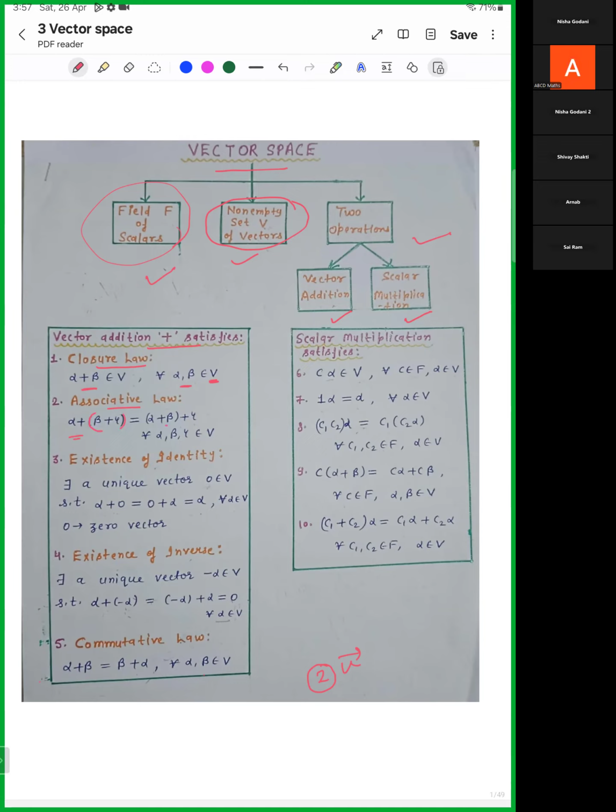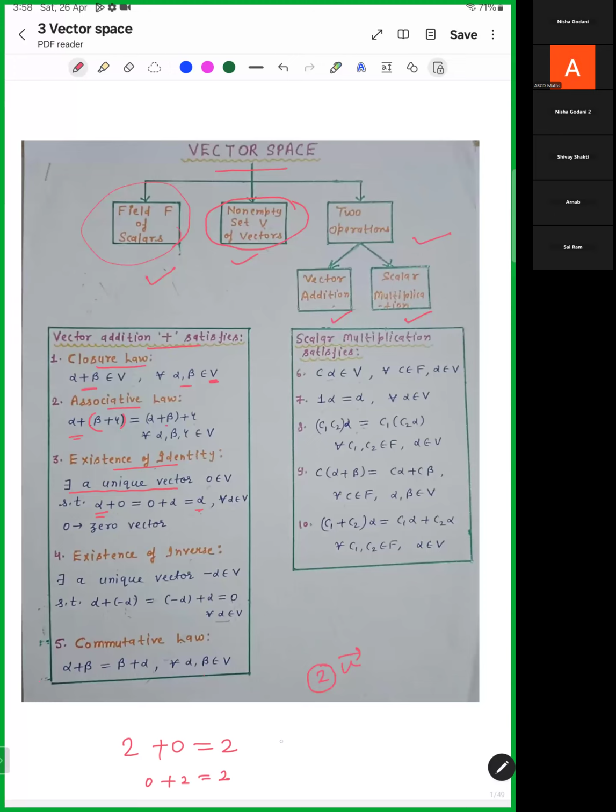Next property is existence of identity. Existence of identity means there exists a unique vector 0, such that if alpha is any vector and you add that 0 vector to it, you get the same vector. Okay. So in case of real numbers, if you have 2, and then you add 0, you have 2 plus 0 equal to 2. Or you add 0 plus 2, then again you have 2.